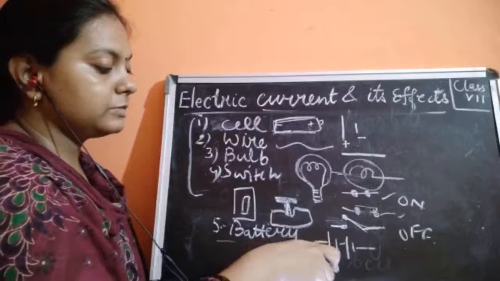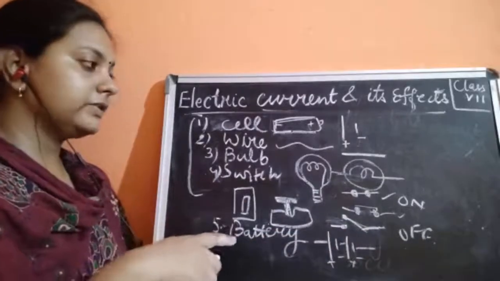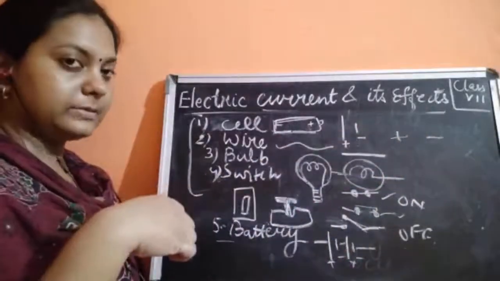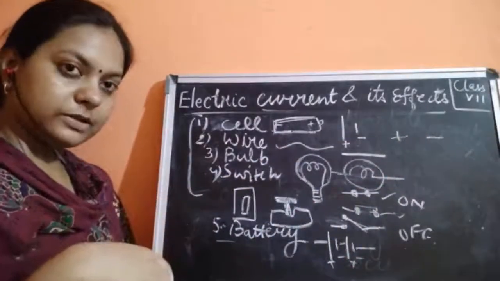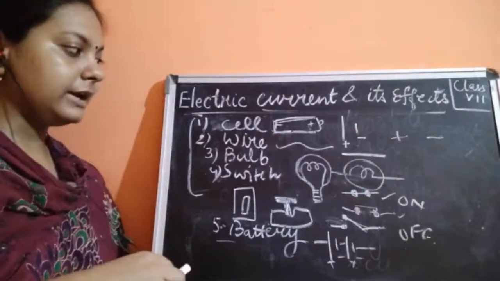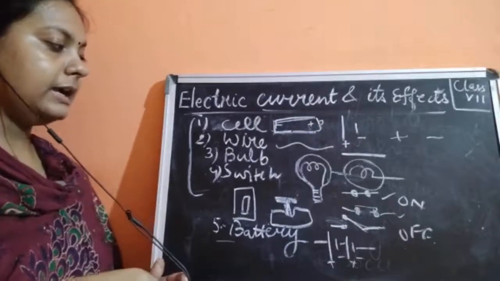Here also, this is positive, this is negative, this is positive, this is negative, and the electricity always flows from the positive terminal to the negative terminal. Please remember, it is always flowing from a positive terminal to a negative terminal. So children, we have studied about a wire, battery, switch, and the bulb.